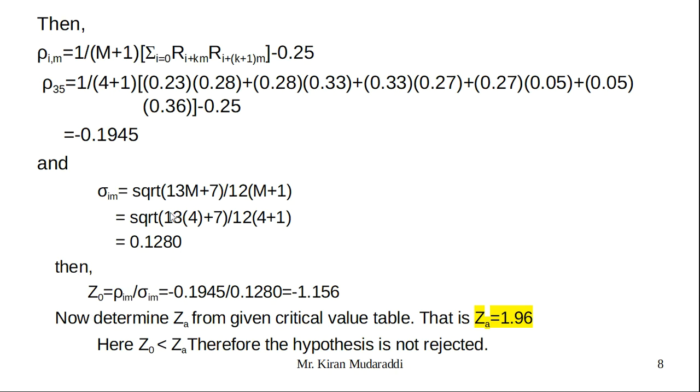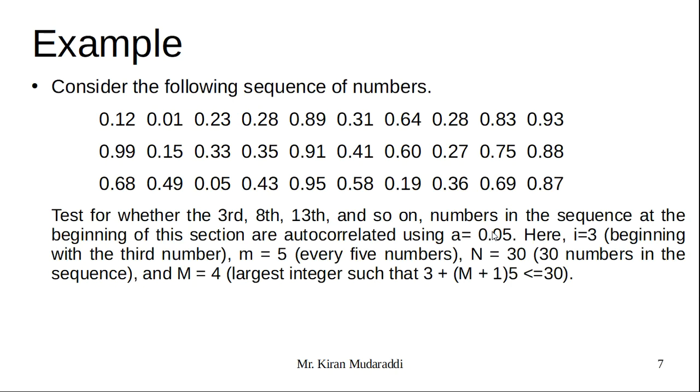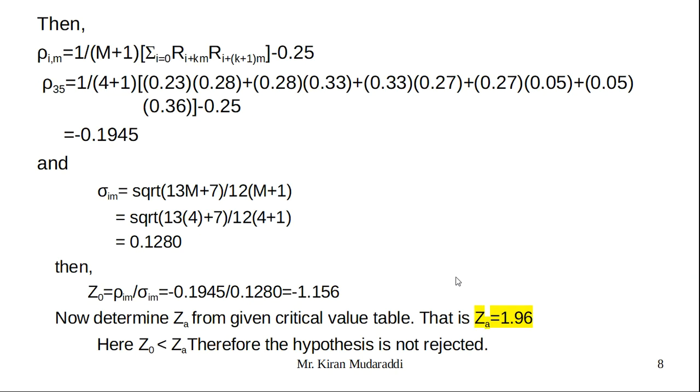Then the z0 value we need to calculate. Z0 value is nothing but rho of i m divided by sigma of i m. If you divide these two numbers, I get the answer minus 1.156. Using this value and the given alpha value, 0.05, from the critical table, which will be given in the exam, you need to find that value. So I'm going to take minus 1.15.